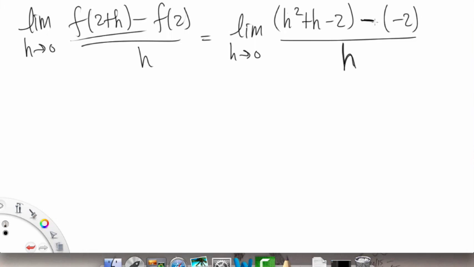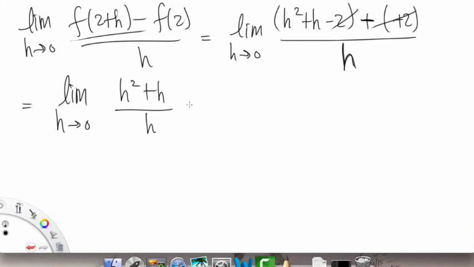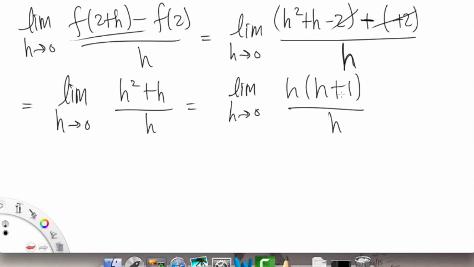And up here we can simplify because these two negatives turn into positives. So then we have a negative 2 plus a 2, so those cancel out, right? And we can simplify this to limit as h goes to 0 of h squared plus h over h. And now we can factor out an h from the top. So limit as h goes to 0 of h times h plus 1, and this is over an h.